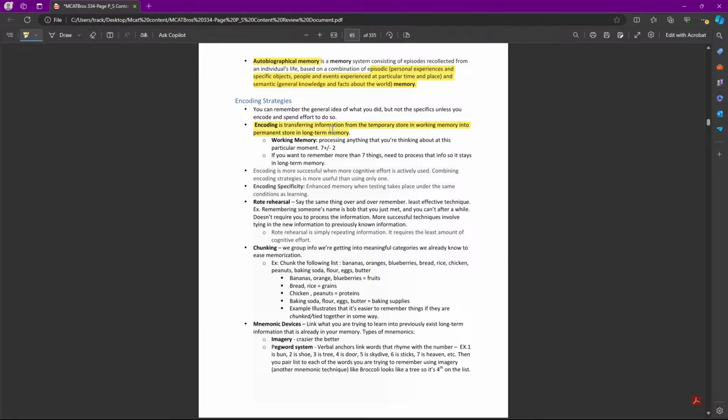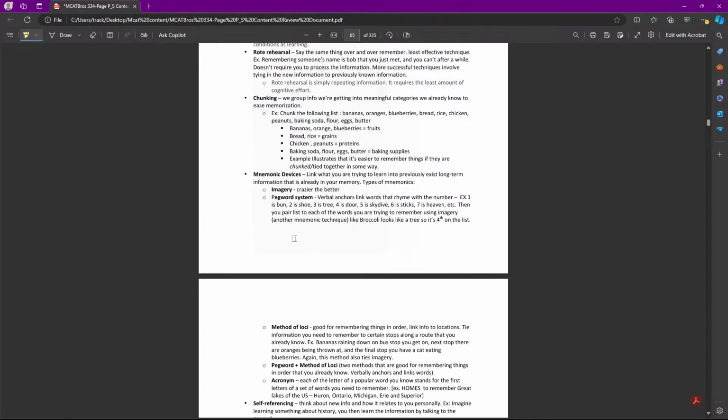So that's like where you study. If you study in the classroom where you're going to take the exam, you'll do better because you'll remember it better. Rote rehearsal is saying the same thing over and over again, like memorizing a speech by just repeating the lines over and over again. It requires the least amount of cognitive effort.